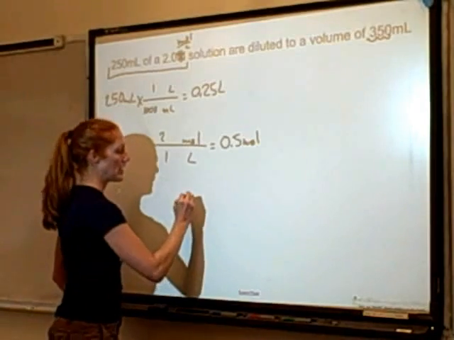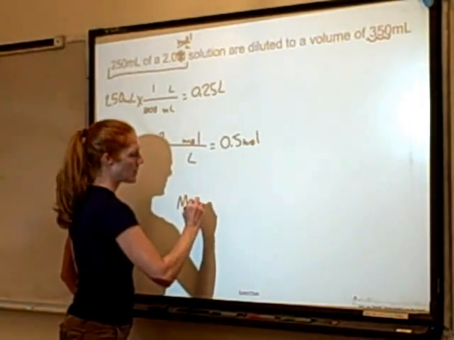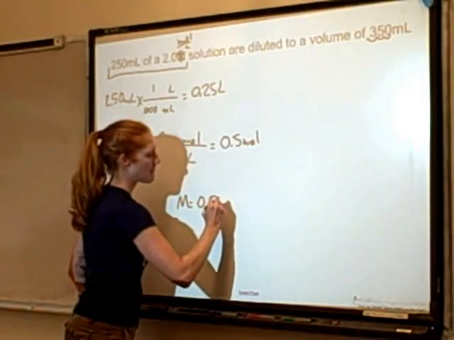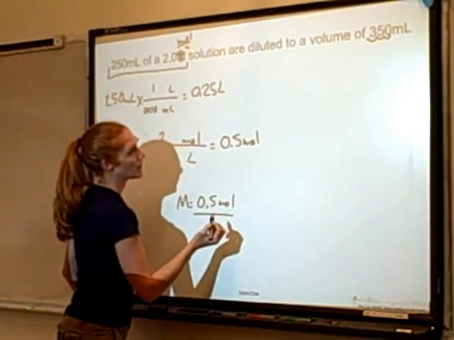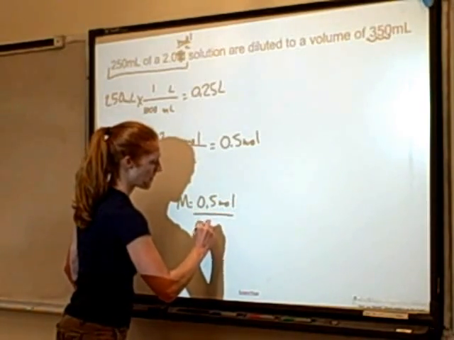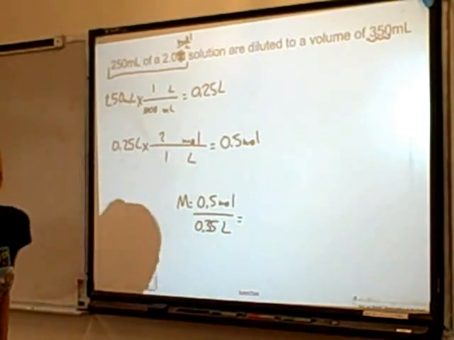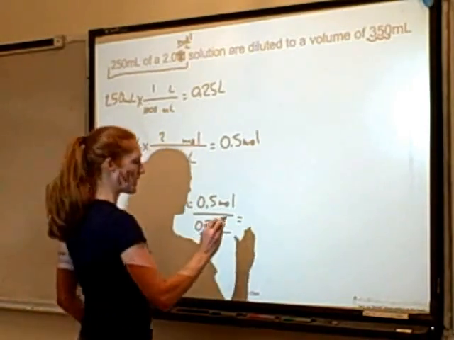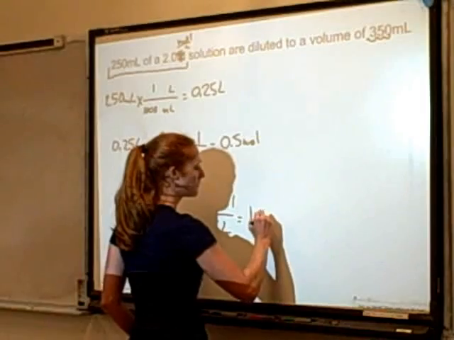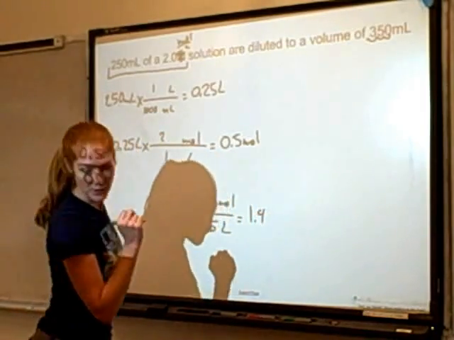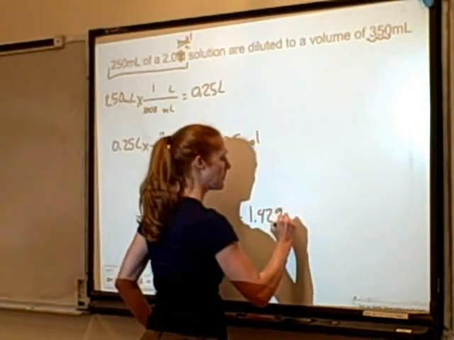So the final molarity is going to be 0.5 moles per 0.35 liters, which gives me 1.429. Is that right? Yeah, 1.429 molarity.